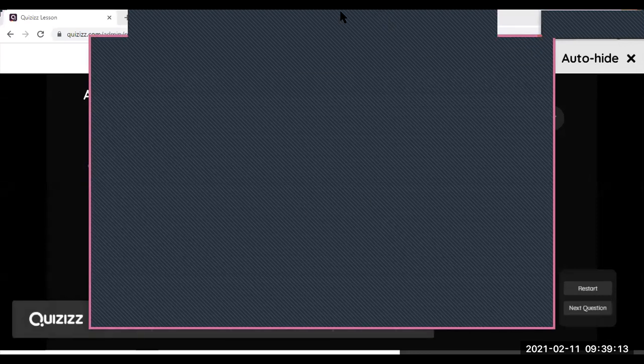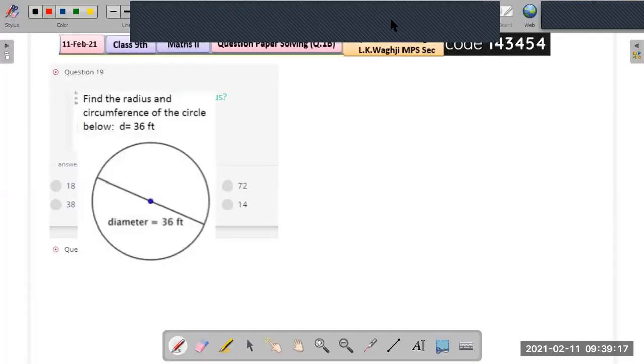Just check. Next question. Circle is another easy and important chapter. Why? Because this is also in class 10. You're going to study this again in class 10. Now the question is, find the radius and circumference of the circle with the diameter. Okay, you have to find the circumference and radius. So just check what will be the radius. We know the radius is half, isn't it?